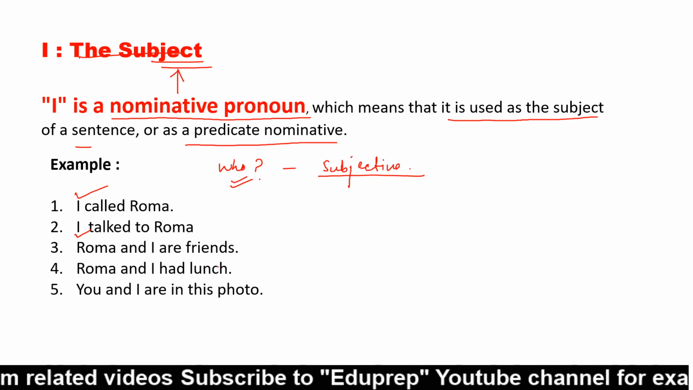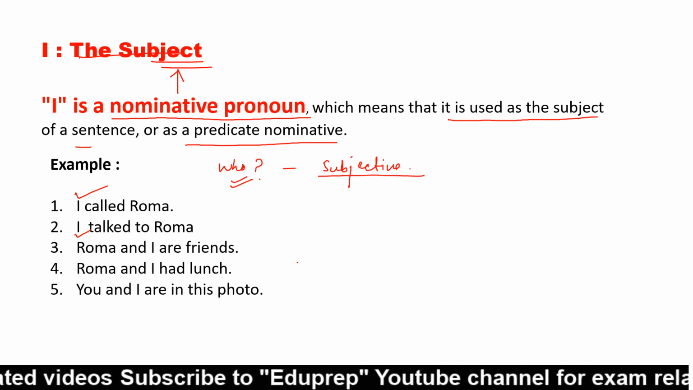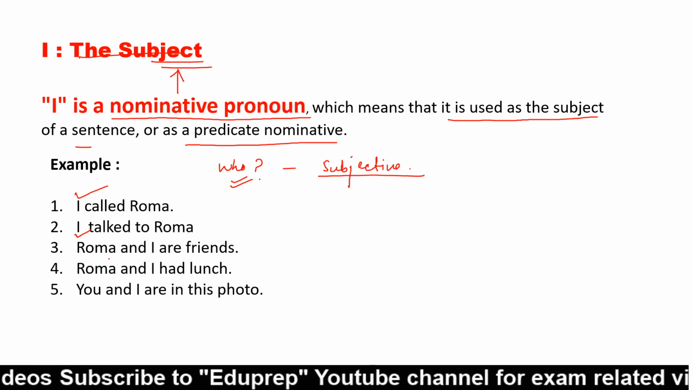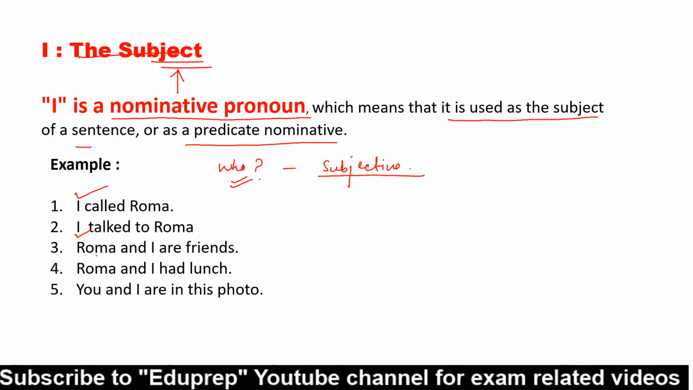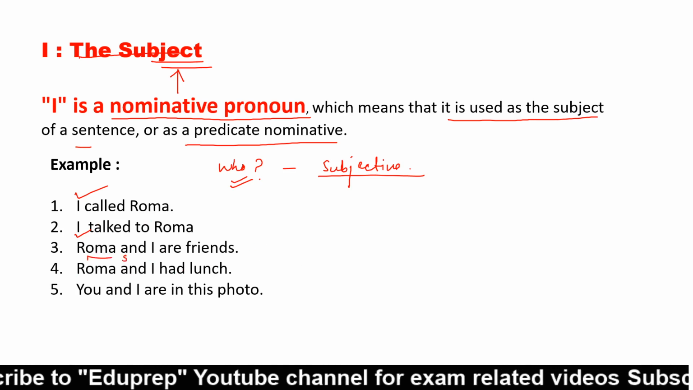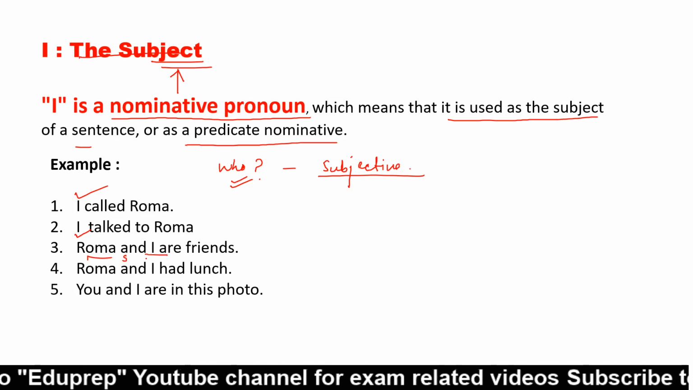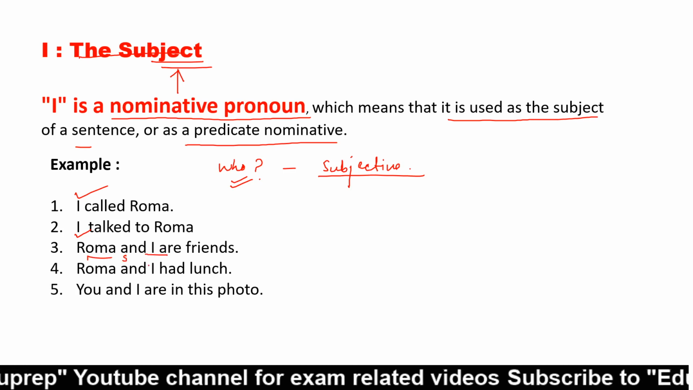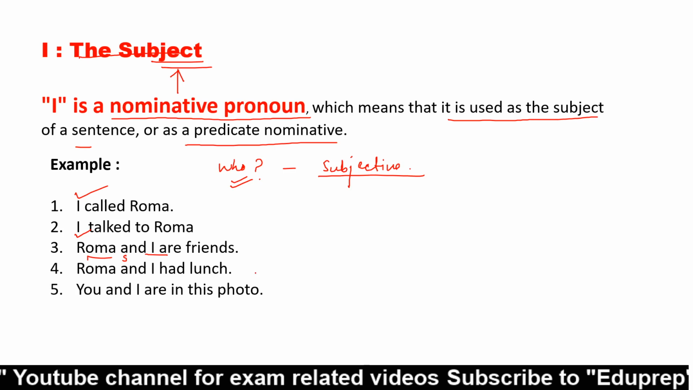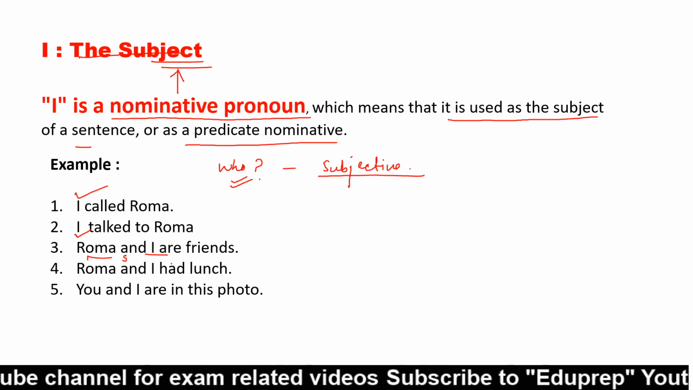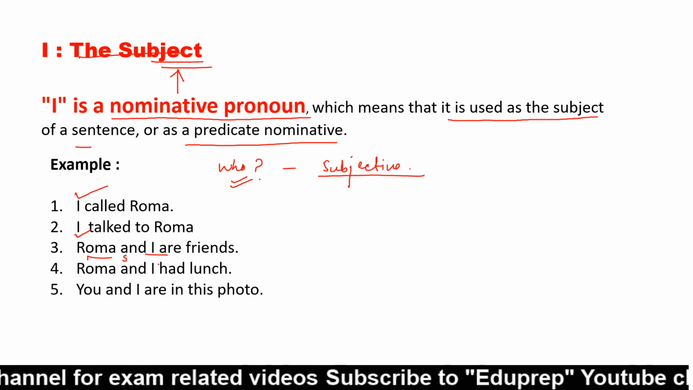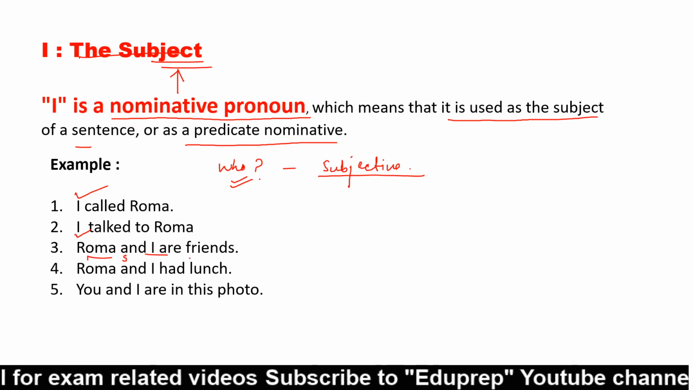"Roma and I are friends." So this is again a possessive case, and "I" should be placed after Roma, after the third person. So Roma is also a subject, and here you need to use the subjective pronoun. Sometimes people use "me" here, and that is absolutely wrong. You need to write the subjective case here. So it should be "Roma and I are friends."